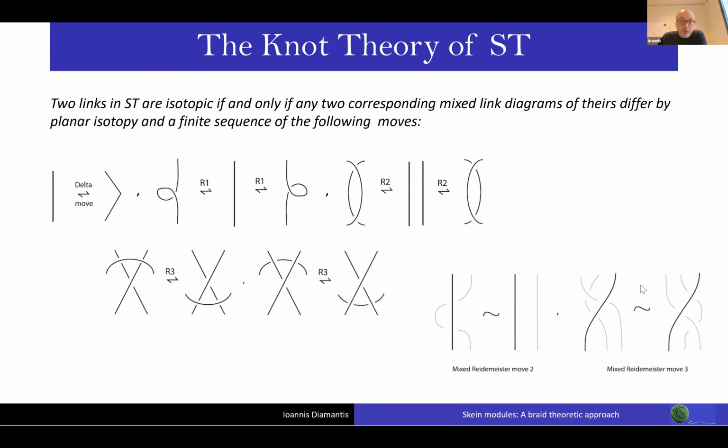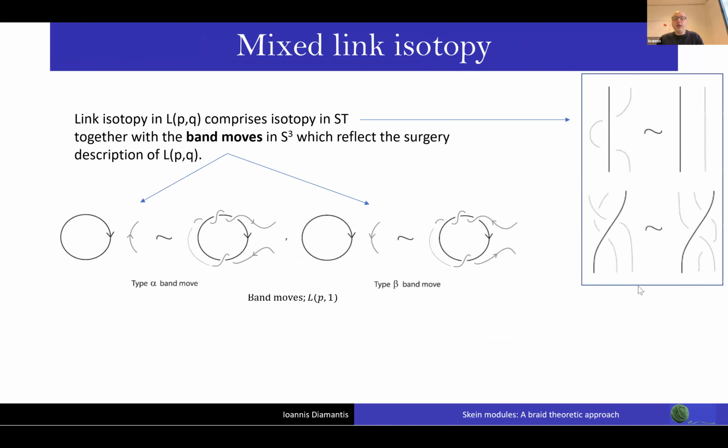Moving on, we need to understand a little bit of isotopy in lens spaces. We have the solid torus, which was the intermediate step, and in order to go to the lens space, we have to add one more move, which corresponds to the surgery description of the lens space. This move is called a band move, which, if I recall correctly, also appears in Przytycki and Hoste's paper on their computation of the Kauffman bracket skein module of the lens space using a completely different approach. So what is this band move?